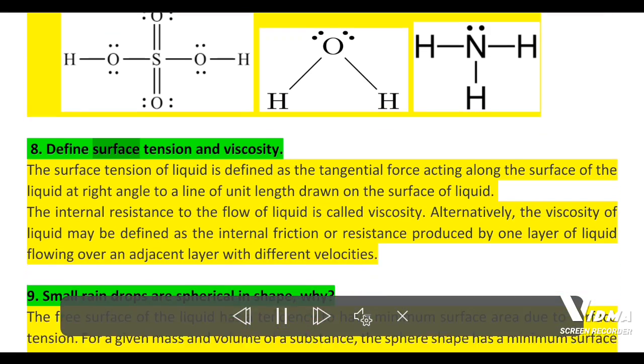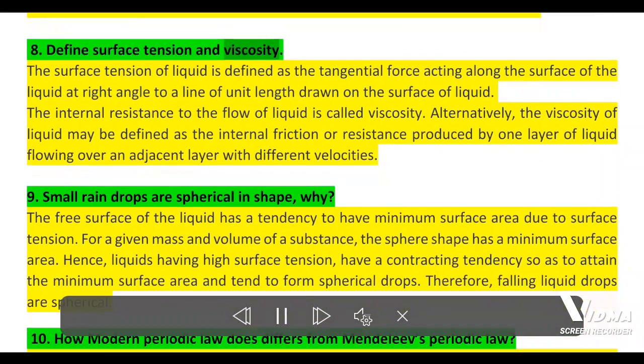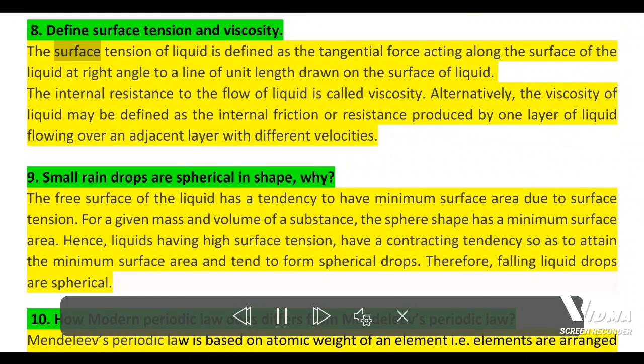8. Define surface tension and viscosity. The surface tension of a liquid is defined as the tangential force acting along the surface of the liquid at right angle to a line of unit length drawn on the surface of the liquid. The internal resistance to the flow of liquid is called viscosity. Alternatively, the viscosity of a liquid may be defined as the internal friction or resistance produced by one layer of liquid flowing over an adjacent layer with different velocities.